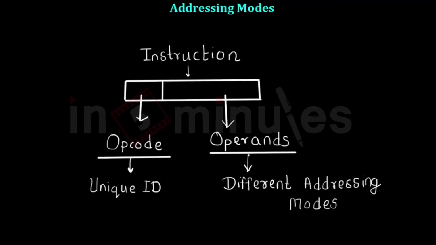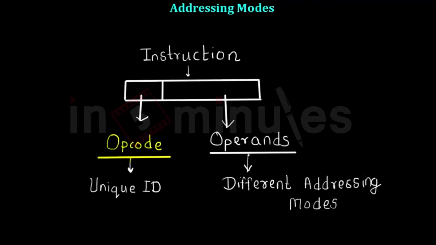Now the first part of the instruction is the opcode. The opcode is nothing but the identity of the instruction. Each instruction in the instruction set has its unique opcode. It is used to identify the instruction by the control unit.